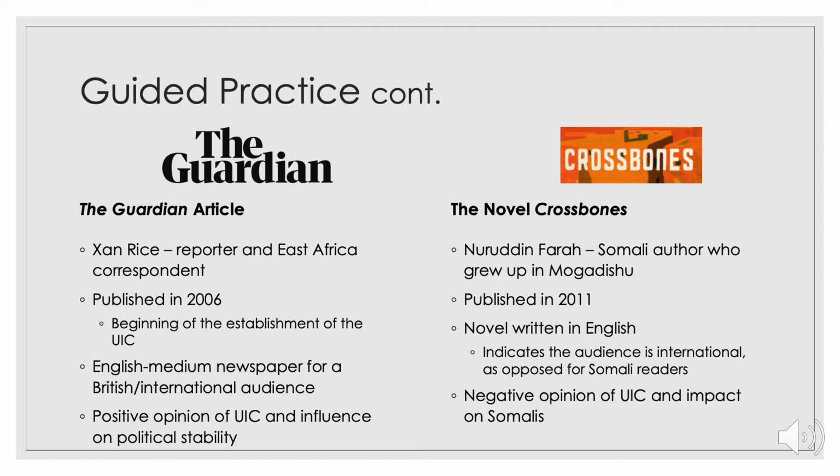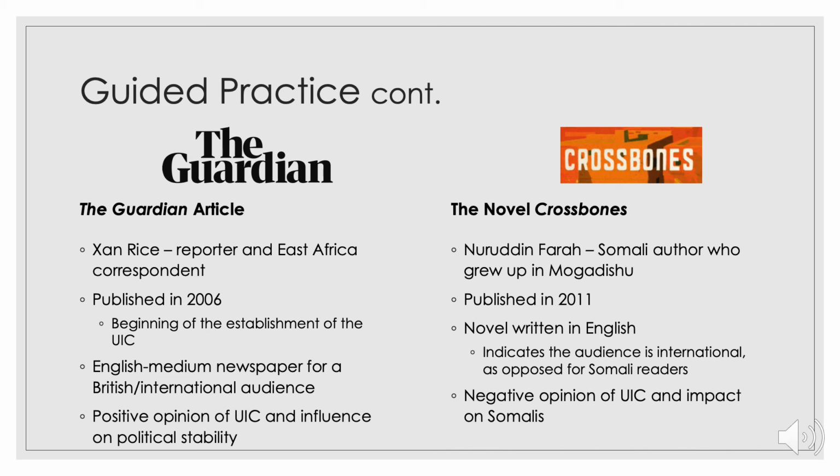The publication dates for these sources are extremely significant. Crossbones was published in 2011, 5 years after the founding of the Union of Islamic Courts. Mogadishu's Miracle was written at the founding of the courts in 2006. Farah chose to voice his opinions through a novel. His decision to write this novel in English indicates that it was intended for an international audience rather than a purely Somali one. Rice's article was also written in English and for a British newspaper, thus also indicating that he intended it for an international audience.